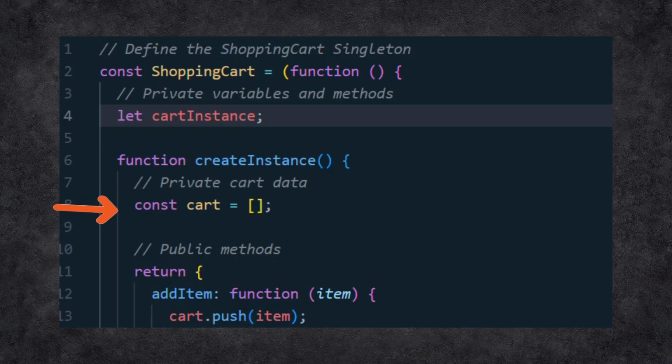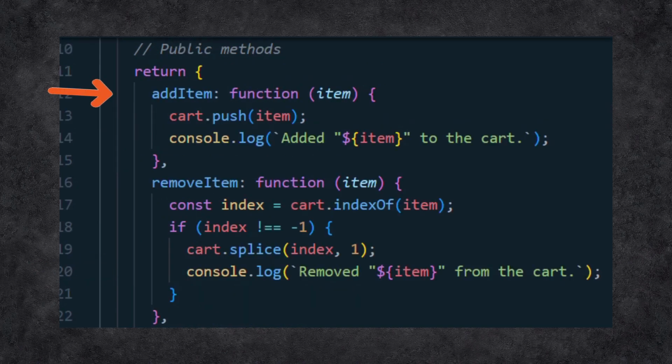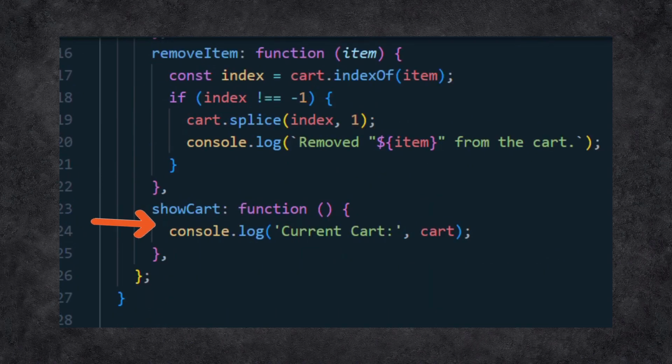Inside createInstance, we have a private variable cart, which is an array. This will hold the items in the shopping cart. It's private to ensure that it's not accessible directly from the outside. Inside the createInstance function, we define the public methods that can be used to interact with the shopping cart. AddItem allows adding an item to the cart. It pushes the item into the cart array and logs a message. RemoveItem allows removing an item from the cart if it exists. It finds the item in the cart array, removes it if found, and logs a message.